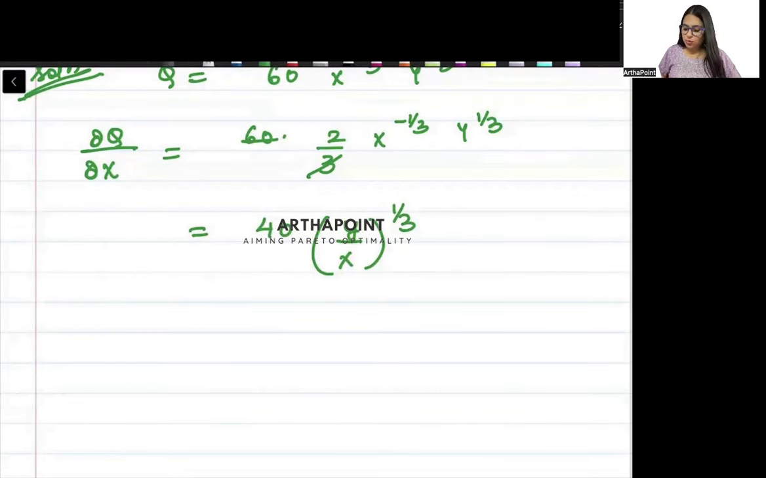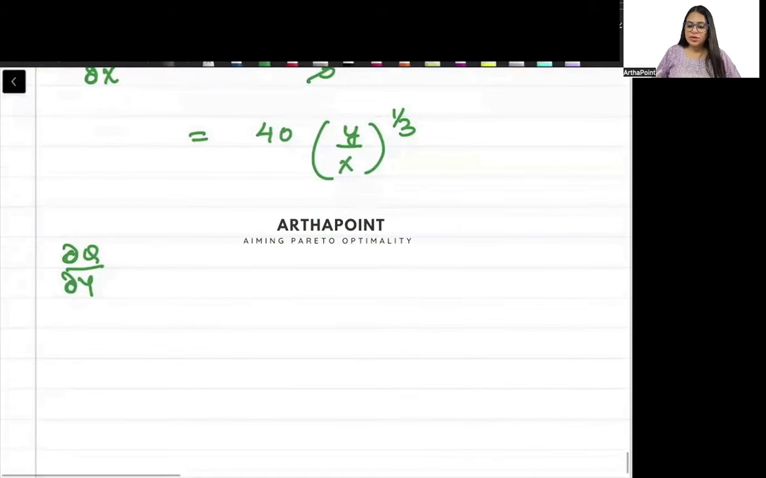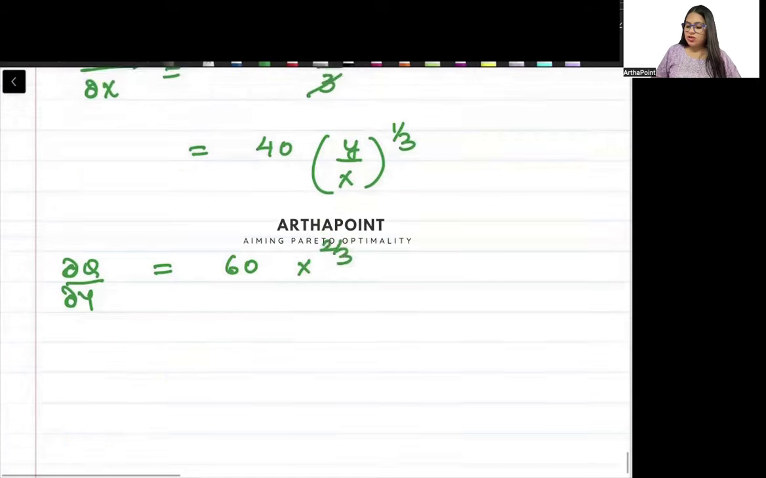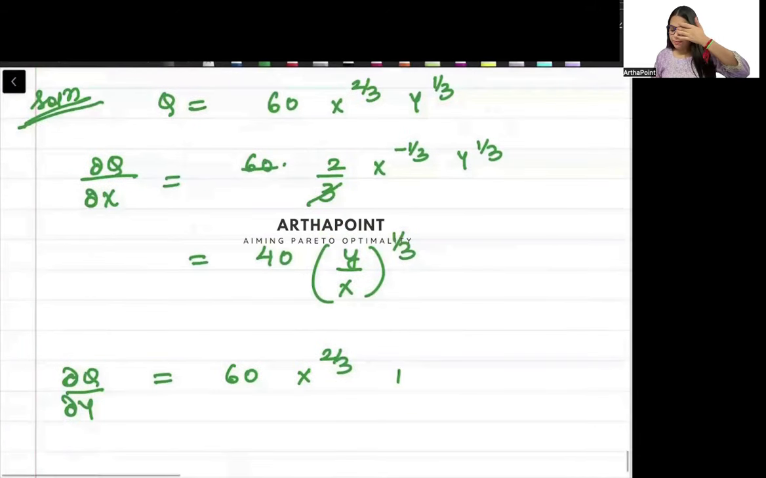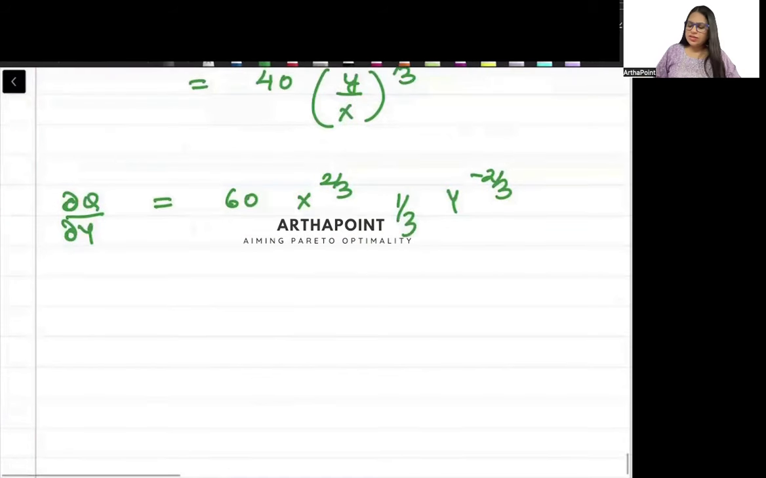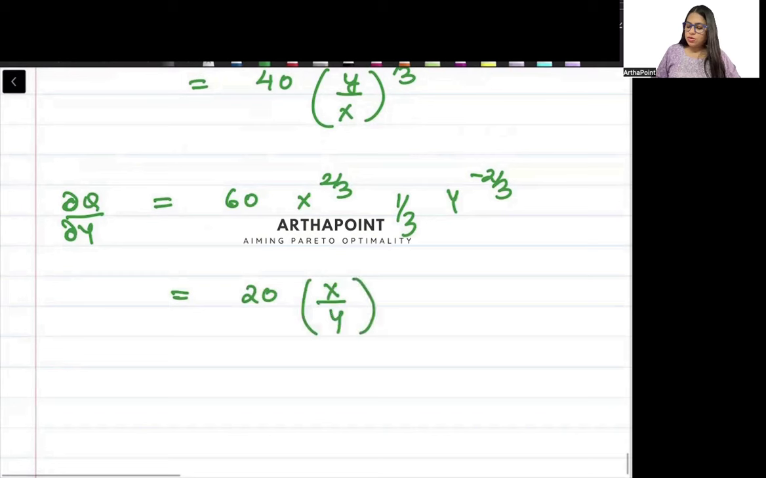Can you tell me how output will change when I want to change the amount of y? So I will get 60 x to the power 2 by 3. When I'm differentiating with respect to y, power will come down, power will reduce by 1. And this will give me 20 x by y to the power 2 by 3.